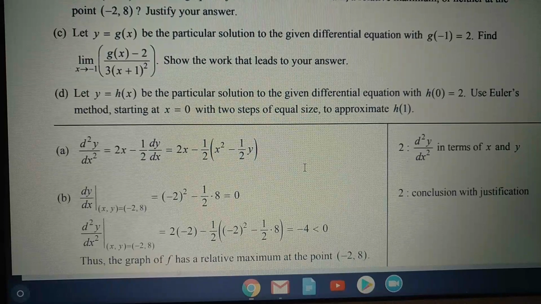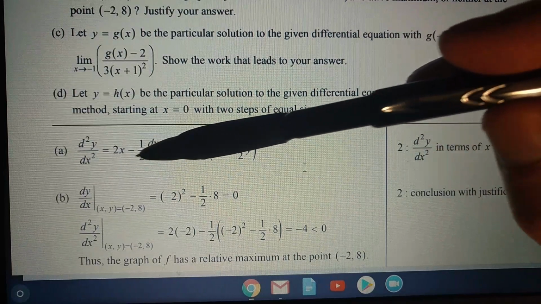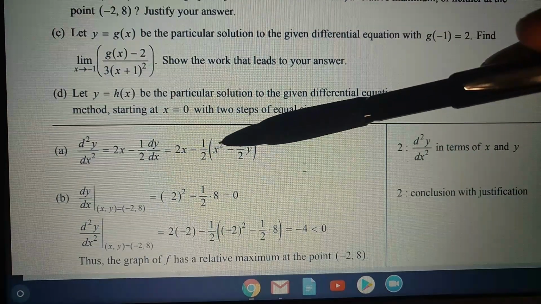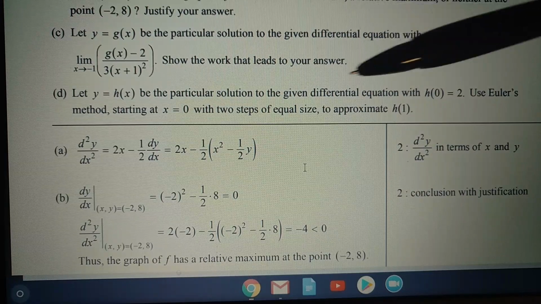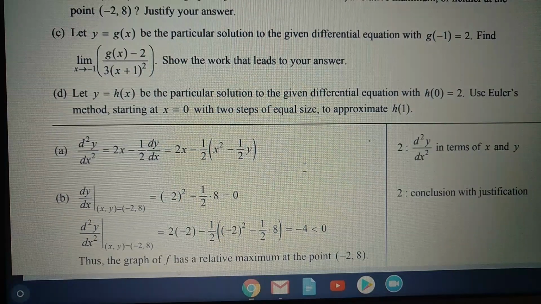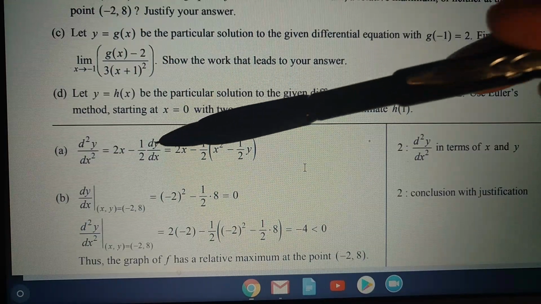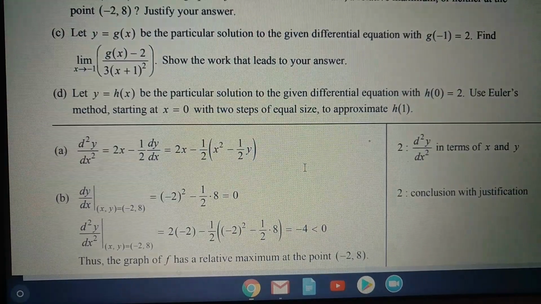So here is what you see. This is worth 2 points. Basically, you have to get the second derivative, which is this expression right here. It's pretty much a package 2 points. If you do this and you forget your dy dx, and you just say it's 2x minus 1/2, I think that gets you nothing. But if you put your dy dx here, but then you don't substitute in, that gets you 1 of 2. So that's kind of what you've got there.